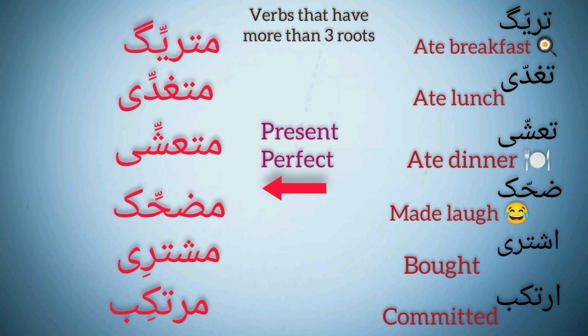And the next one, ضحك. The present perfect tense of this verb is مضحك. And as you see, the vowel next to the last or second to the last is مكسور. For example, المضحك الناس علينا. He has made people laugh at us.